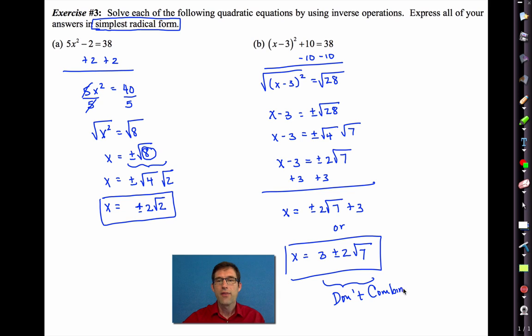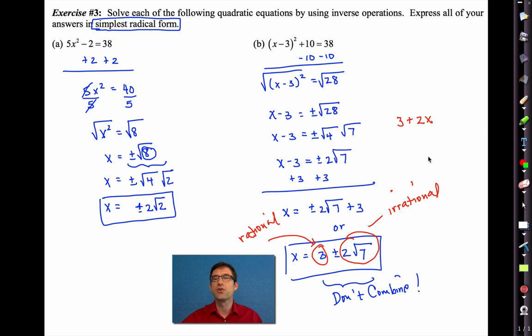All right. The primary reason you can't combine them is that, if you will, this is an irrational number, right? Because it's a rational times an irrational. And this is a rational number. It's actually very similar to having something like this. If I had 3 plus 2x, I can't make that into 5x. If I have 3 minus 2x, I can't make that into 1x, right? So the root 7 acts very similar to the x, right? We can't combine those terms.